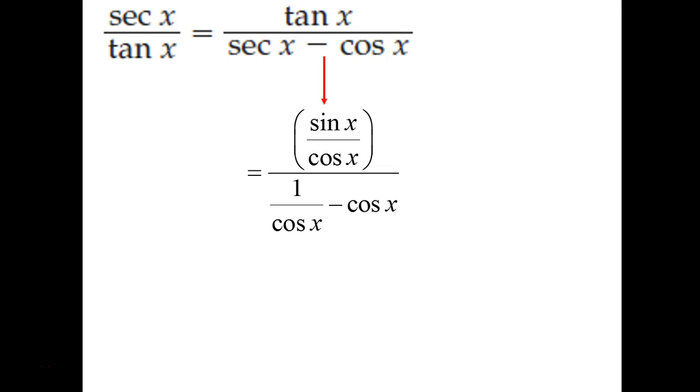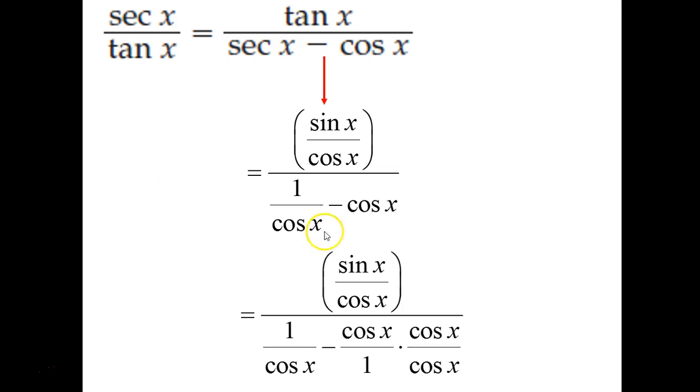Now, what you have to keep in mind as you're going through is that our ultimate goal is to use whatever identities and whatever algebraic techniques are legal, and try to get it to look exactly like this side. Mess with one side, show that it equals the other side. So my goal is to make this look like that. And right now, this does not look like secant over tangent, so we've got a little work to do.